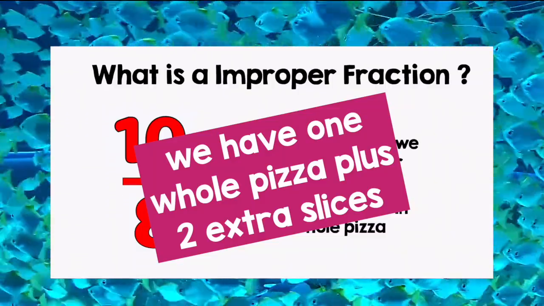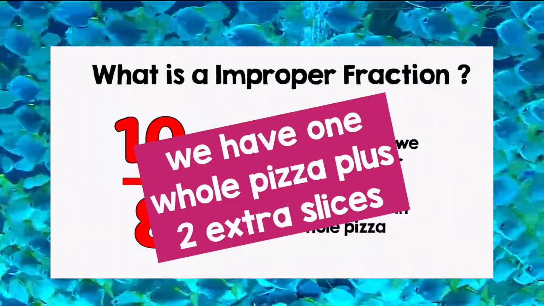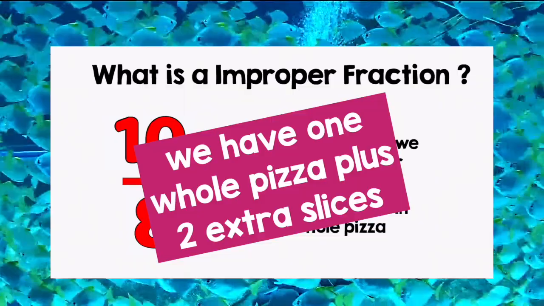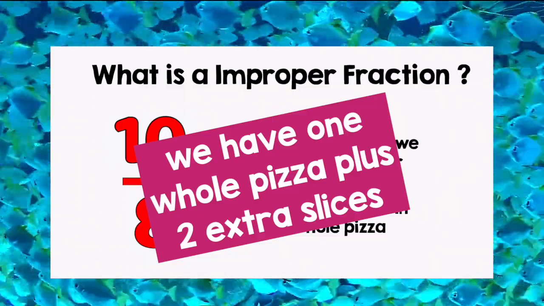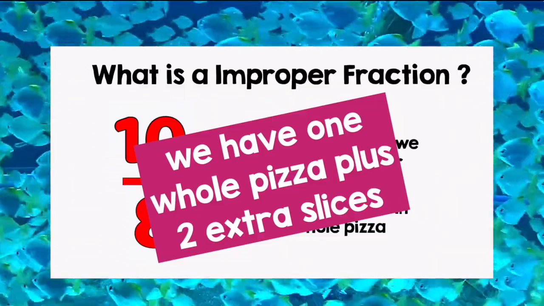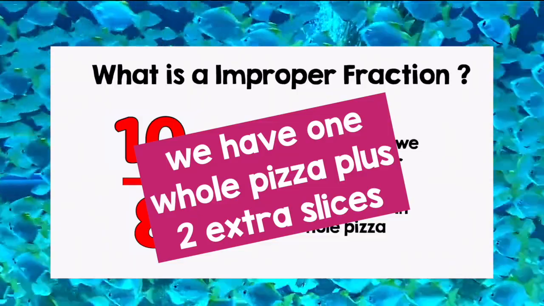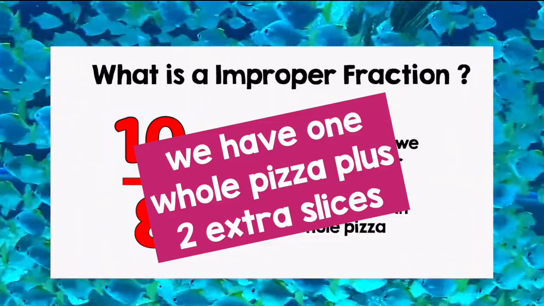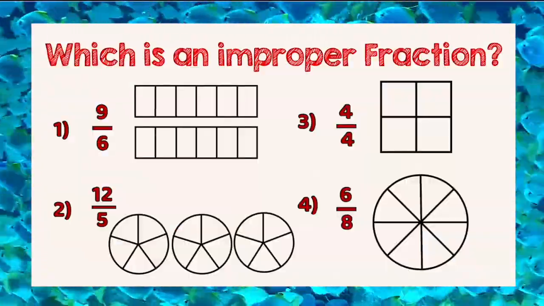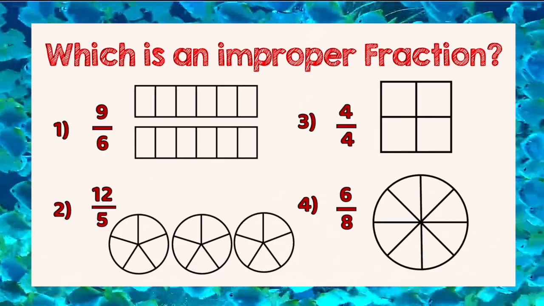The difference between an improper fraction and a proper fraction is that a proper fraction has less than a whole, whereas an improper fraction has at least one whole or more. Okay, now it's your turn. We're going to identify which of the following are improper fractions.